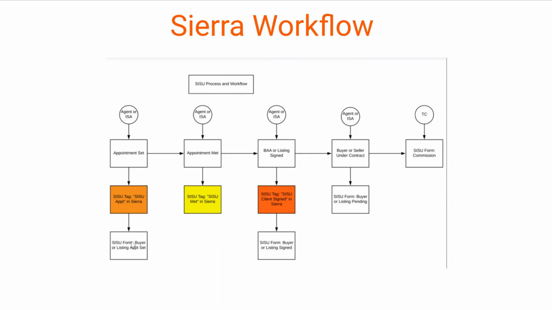From there, we go into Sisu and fill out the buyer or listing appointment set form. So if it was a seller, we fill out the seller one. If it's a buyer, we fill out the buyer one. But again, it's just 2 simple steps. Tag it, fill out the form. It's that simple, okay?